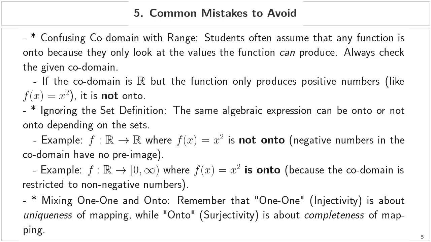Finally, do not mix up the concepts of one-to-one and onto functions. While both describe the nature of the mapping, they focus on different properties. Remember that one-to-one, or injectivity, is about the uniqueness of the mapping, ensuring that different inputs always lead to different outputs. On the other hand, onto, or surjectivity, is about the completeness of the mapping, ensuring that every single element in the target set is reached. Keeping these distinctions in mind will help you avoid simple errors. Now, let's move to the final slide to summarize our key takeaways.